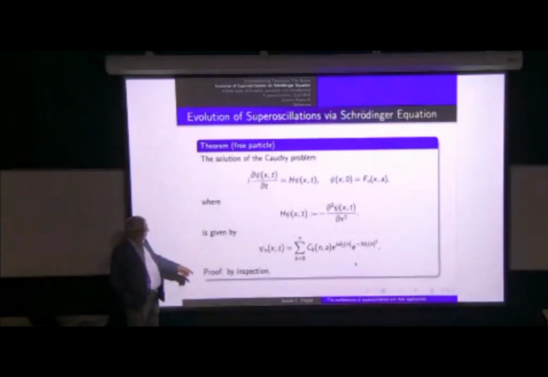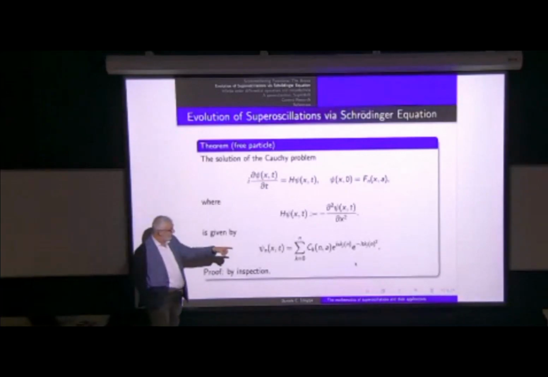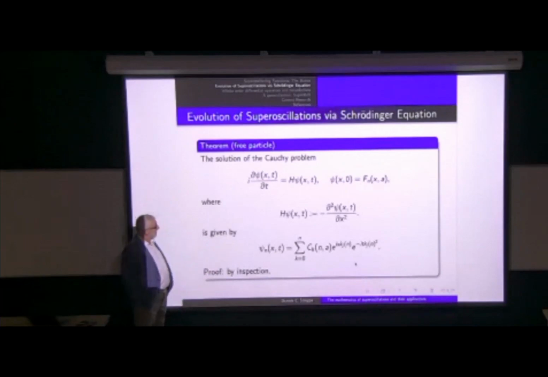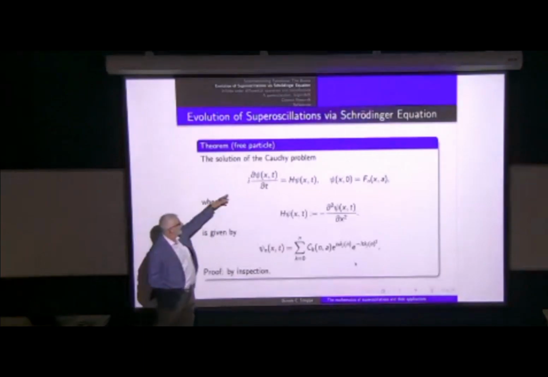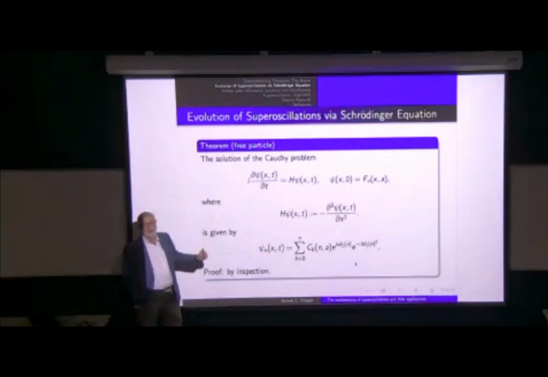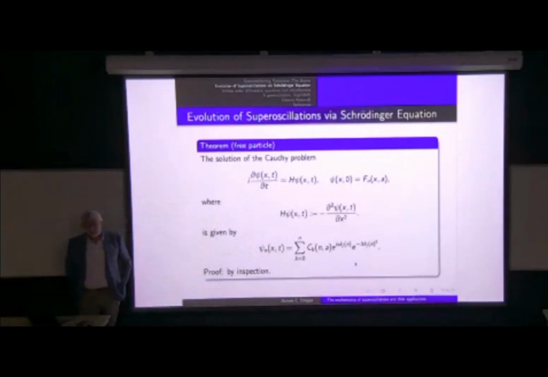Now you can see this by inspection, because if you take the derivative with respect to t, what do you get? You get minus i k squared as a coefficient. And if you take the derivative with respect to x, you get i k once. And then you take it a second time, so you get minus k squared. And because of that, it clearly satisfies your Schrodinger equation. So there is nothing special here.